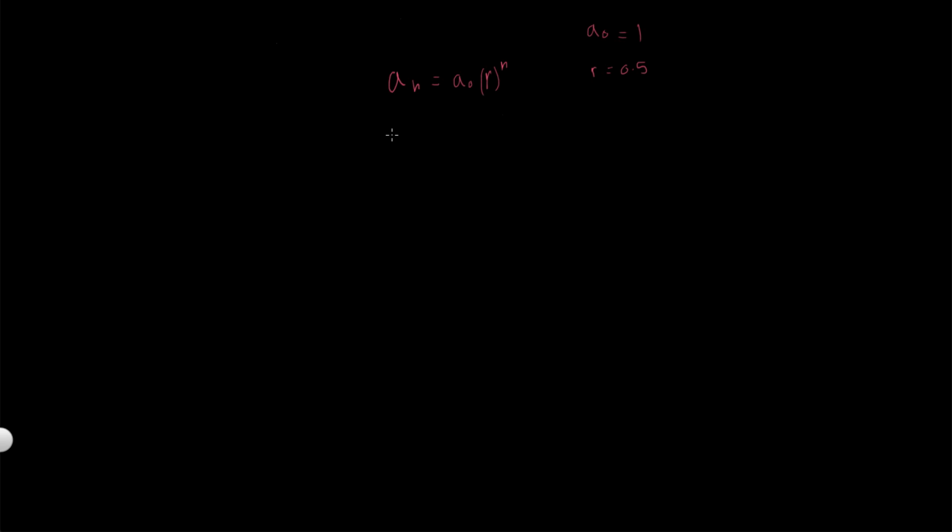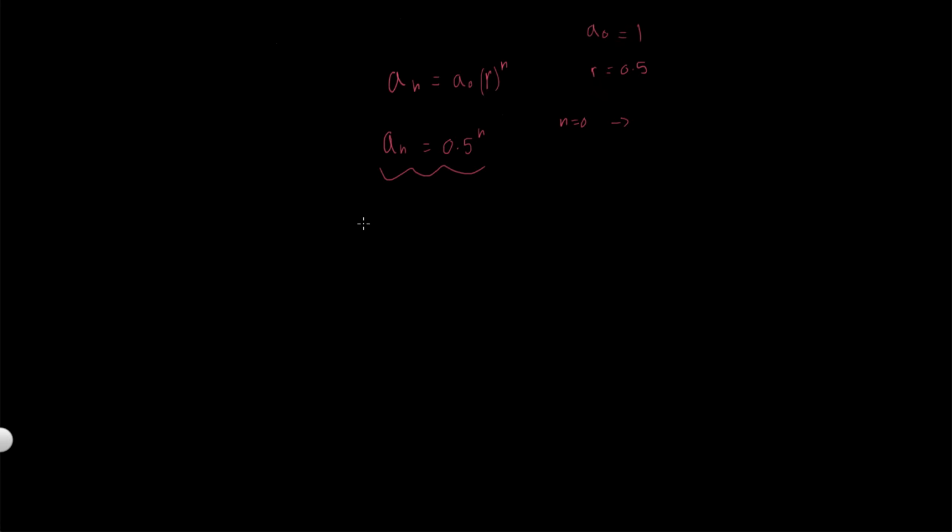So let's substitute our values. We have a sub n is equal to 1 times that, so we don't have to write the 1. So it's 0.5 to the power of n. And we can just say that n starts at 0 and goes to whatever you'd like. So what does this mean? Well, this is a sequence, and the term in the sequence is determined by this formula.